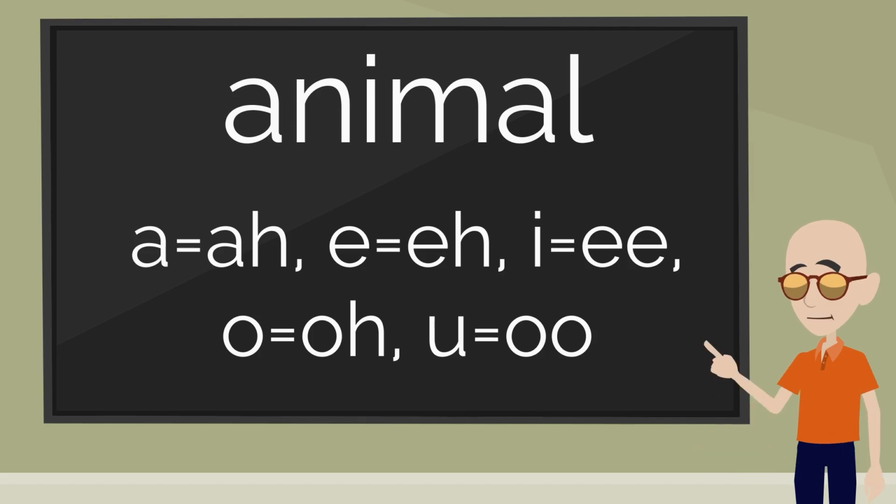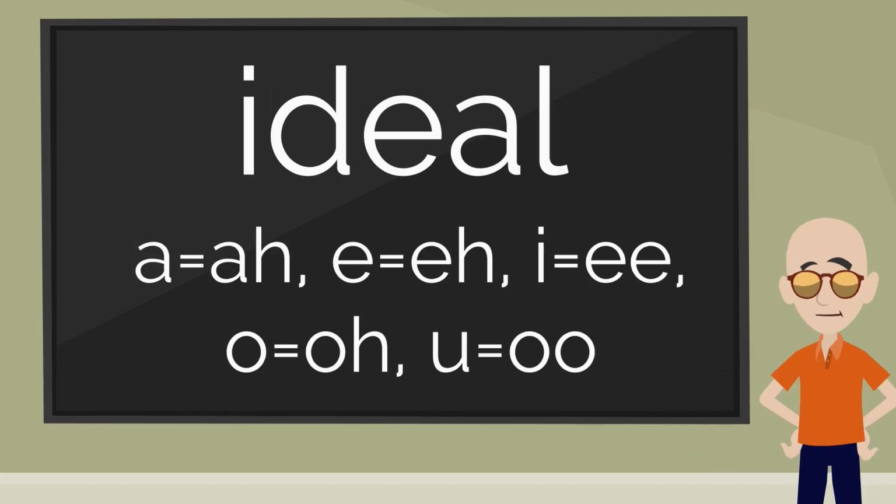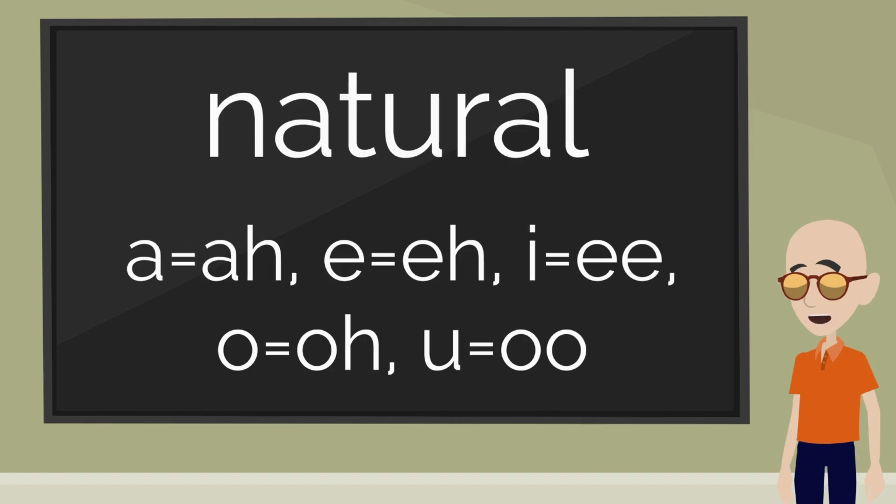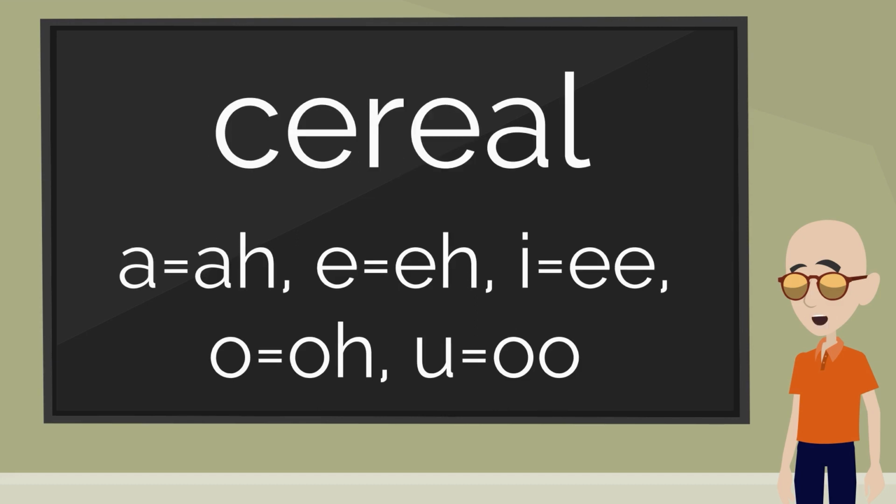We're going to start with animal, which in Spanish would be animal, animal. Ideal would be ideal, ideal. You really want to focus on those vowels. So that first I is a hard E, ideal. Natural will be natural, natural. Really want to focus on that U. It's like U, natural. We'll move on to cereal, and that's a hard E in English, but E in Spanish always sounds like E. Cereal, cereal.